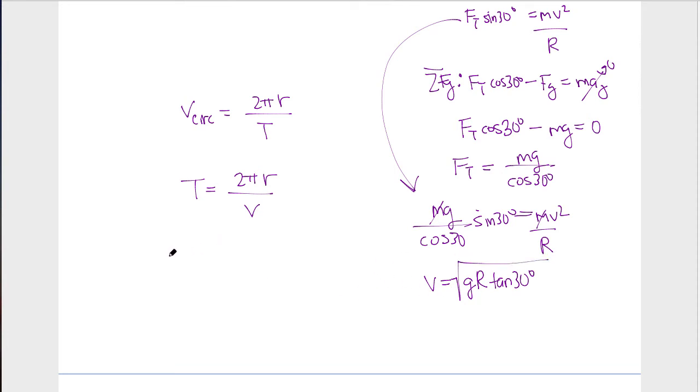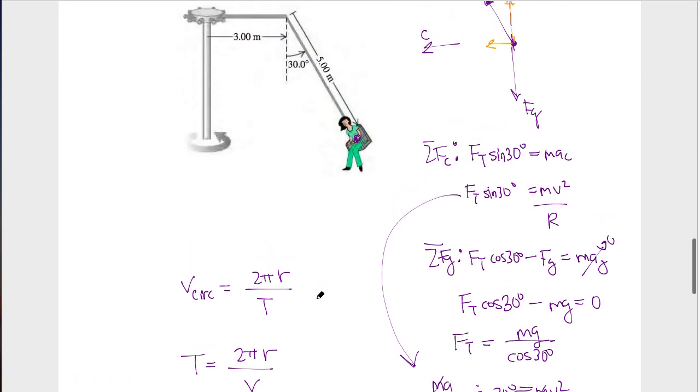So I'm going to shove that into this equation, and my period would be 2 pi R over the square root of g R tangent 30. Now I could simplify this because I have an R in the top and the bottom, but I'm just going to leave it as is simply because I need to find out R anyway and substitute it. So let's find this R.